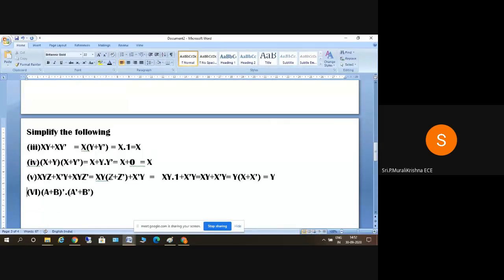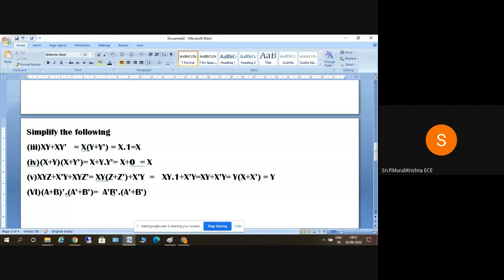So next problem. This is a plus b whole bar. Okay, so De Morgan's law. What is the De Morgan's law? A plus b whole bar is equal to a bar into b bar. So this is a bar into b bar into a bar plus b bar.